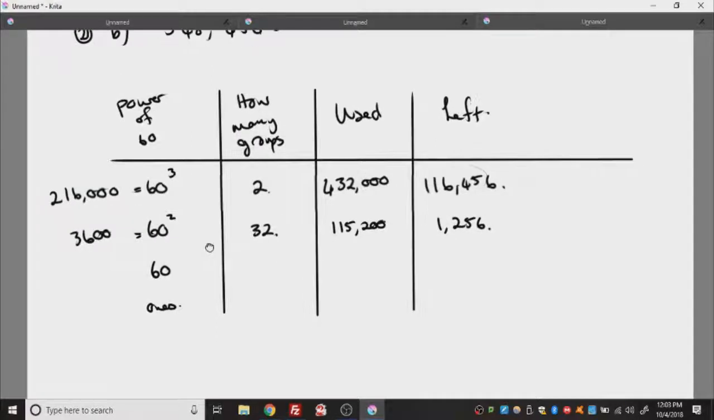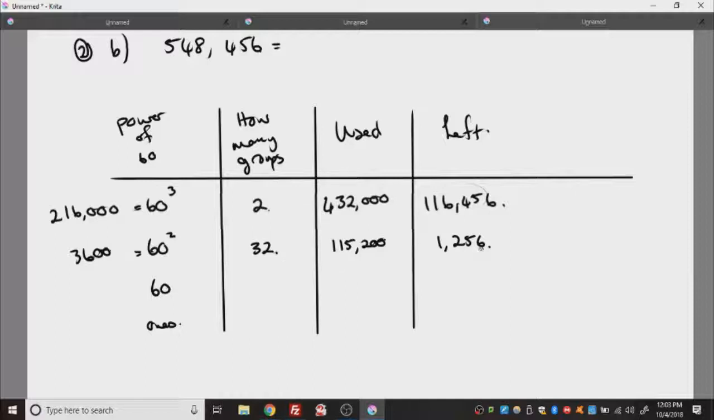So now we have left 1256, and I'm fitting in 60s. So 1256 divided by 60. Calculator says 20. 20 times 60 is 1200, which is what I've used, and then clearly 56 are left, which the ones will just take. Use them all, be done.